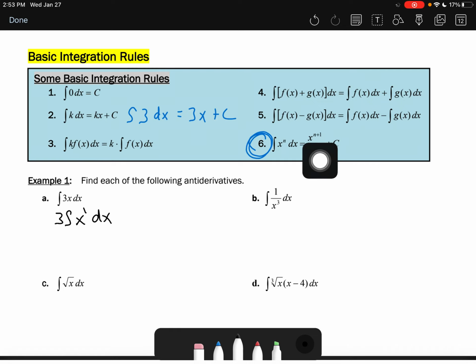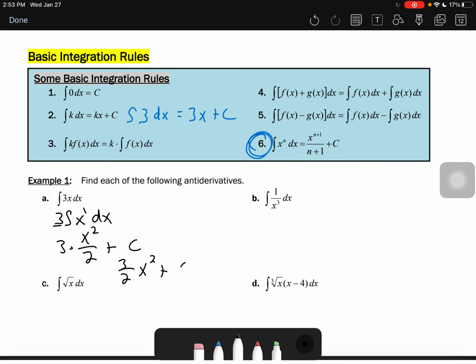So if I'm going to apply this rule, the n is 1, so I'd go 1 plus 1 up here, which is 2, right? I have x squared. And then I'd divide by that same thing, that 2. So I add 1 to the power, and then I divide by that amount. And I put my plus c on there, and I have 3 times this, right? This 3 is out here, so 3 times that. So what do I have then? I've got 3 halves x squared plus c.